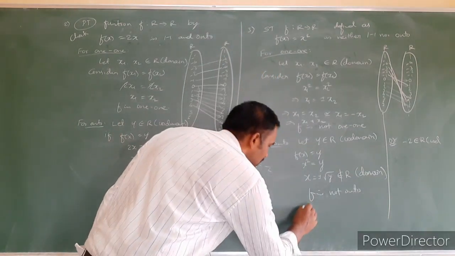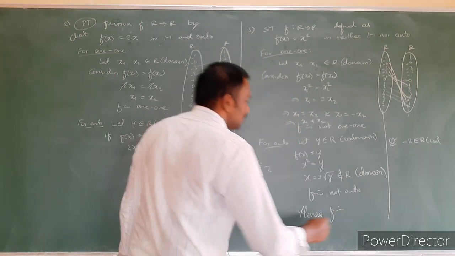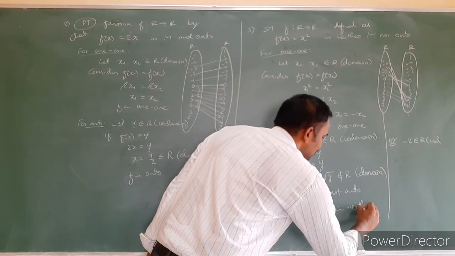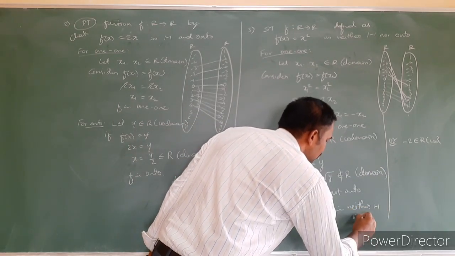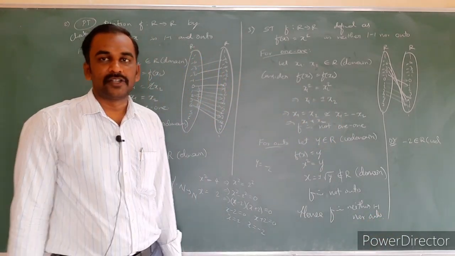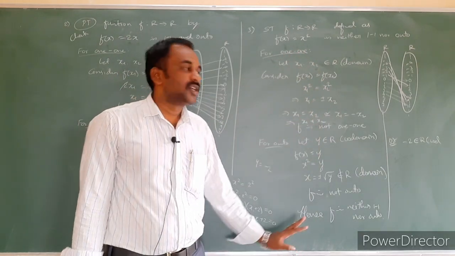Hence, what is the final conclusion? f is not 1-1 and not onto, so f is neither 1-1 nor onto. Are you clear about this one? How to check?